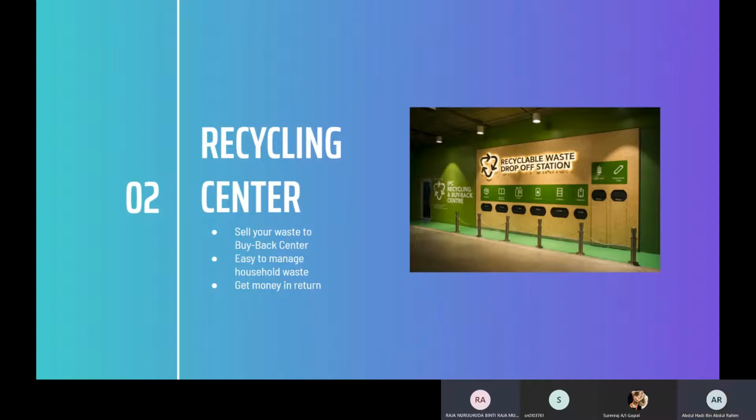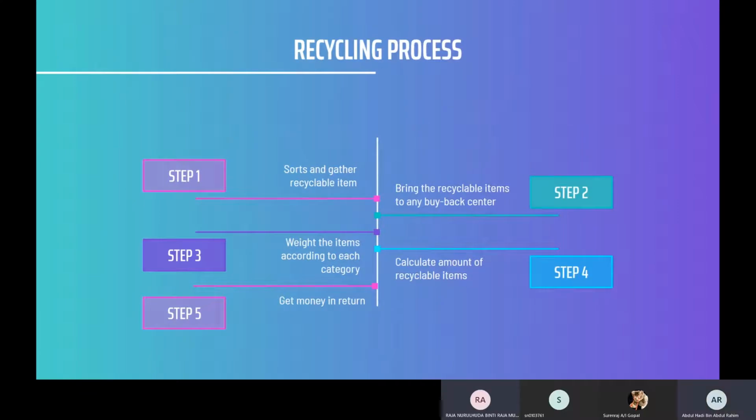Next, so here is the recycling process. The first step, you just need to clean the recycling item, sort and gather the recyclable items, and then you can bring the items to any buyback center near you, or you can make an arrangement with the center and ask them to collect the items at your house.